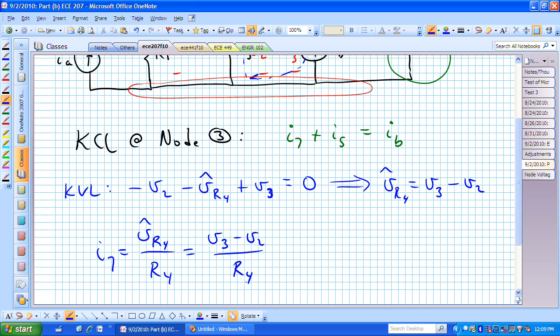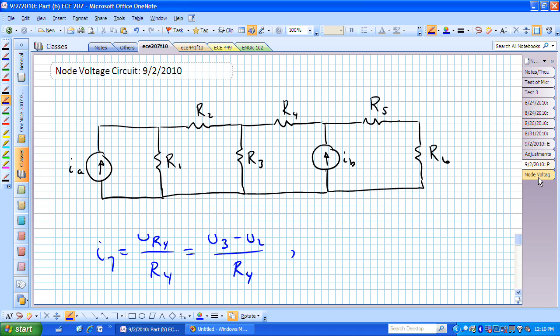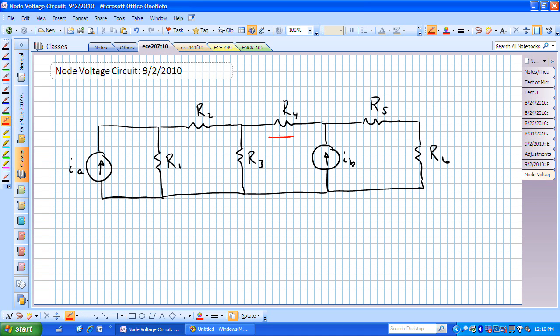What you'll start to become comfortable with is to not have to worry about defining a new voltage V sub R sub 4 hat and writing KVL. You'll simply feel comfortable by inspection saying, oh, I sub 7, which is now going in this direction, and the way that I had defined the node voltages before tells me that I sub 7 is simply going to be V sub 3 minus V sub 2 divided by R sub 4.